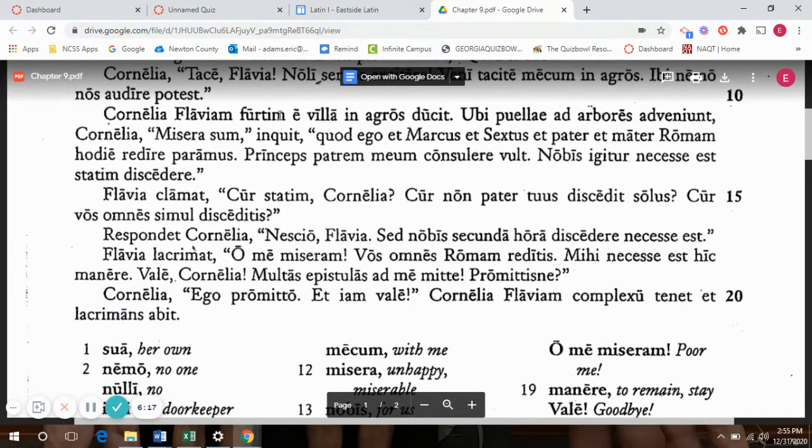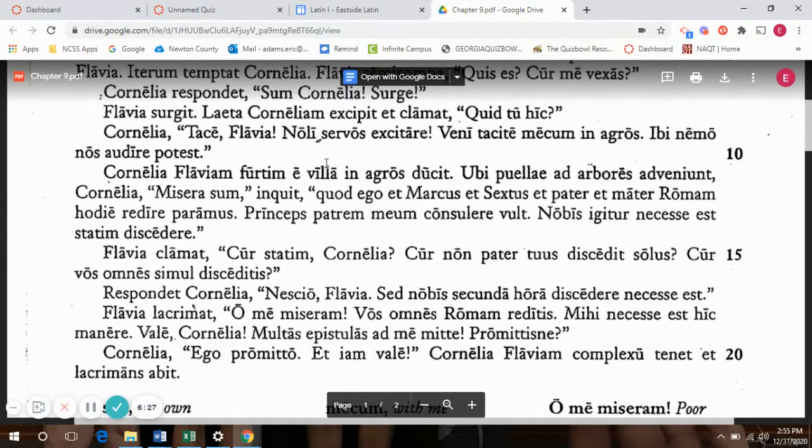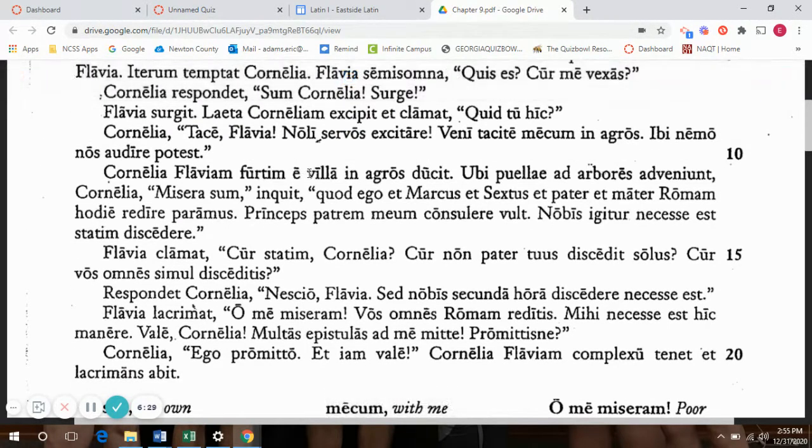Cornelia Flaviam furtim e villa in agros ducit. Cornelia leads Flavia silently, or not silent, sneakily, furtim, e villa, out of the country house. And so here again we see that when we have the preposition e or ex, it requires its objects to be in the ablative case. And that's what we see here in the first declension long a ending, its ablative singular. So out of the country house, in plus accusative, into the fields.